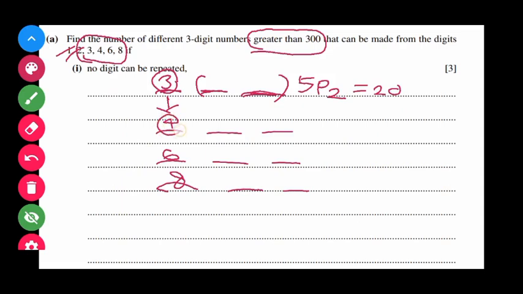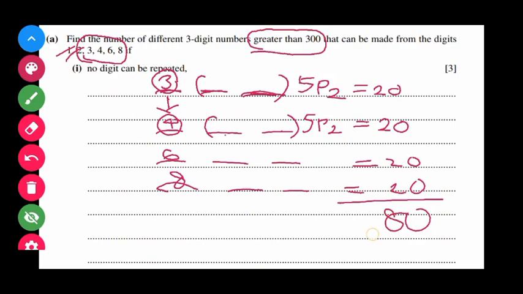Suppose the first digit is 4. The same condition applies: there are two places remaining, to be filled with the rest of the 5 digits. That means it can be arranged in 5P2 ways, which is 20. Here also we get 20, and here also we receive 20 as the answer. So the total number of arrangements will be 80.